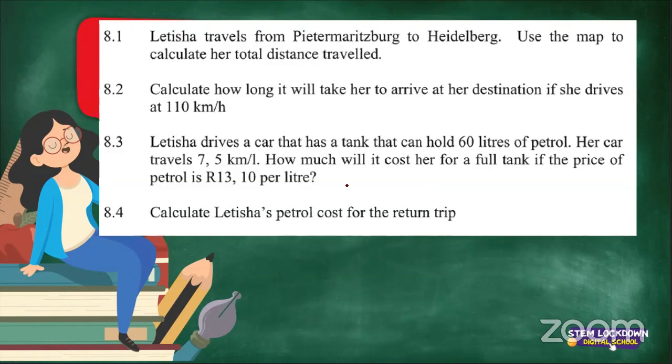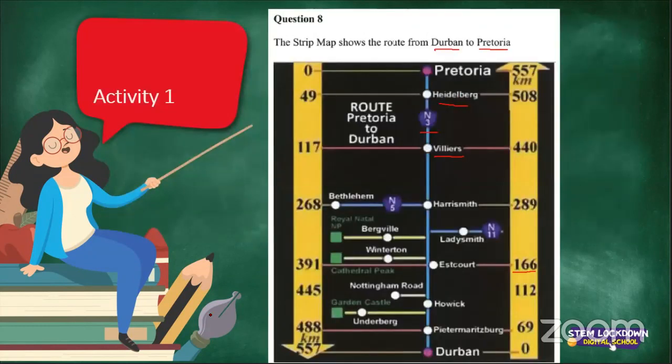It says, Letitia travels from Pietermaritzburg to Heidelberg. Use the map to calculate her total distance traveled. So we're looking for these two towns, Pietermaritzburg and Heidelberg. Let's locate them. Located Pietermaritzburg, there it is. And there's Heidelberg.